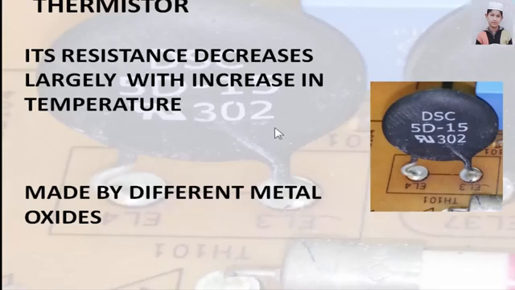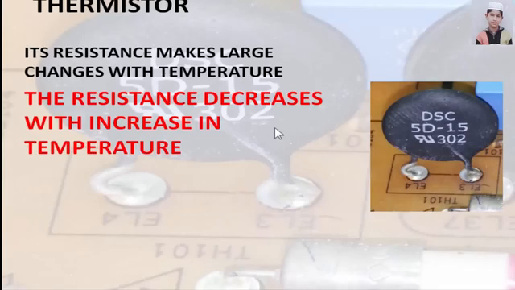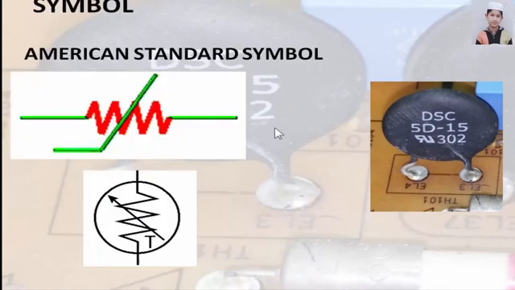It is made by different metal oxides, and then it is encased in a special packing like this, and it has a special value of resistance. It has a constant temperature constant for calculations according to the type of material. So when the temperature increases, its resistance value will decrease.